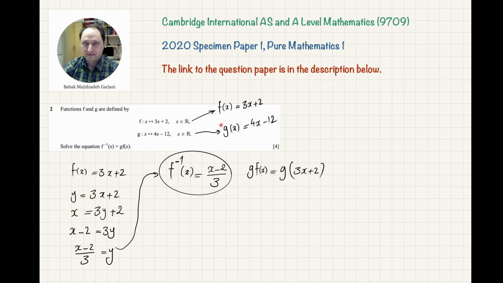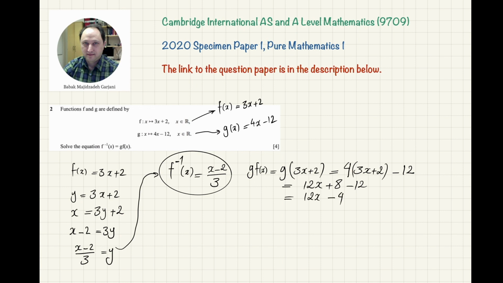Now let us go back and look at the function g of x. How does g apply on x? When applied on an input x, it multiplies the input x by 4 and then subtracts 12 from it. Now the input for the function g is not x, but 3x plus 2. So the function g will do the same thing on this new input. It multiplies the input, which is 3x plus 2 in this case, by 4, and then subtracts 12 from it. This is easy to simplify now. I multiply 4 inside, it becomes 12x plus 8, and then minus 12. If I simplify, it becomes 12x minus 4, since 8 minus 12 is minus 4.